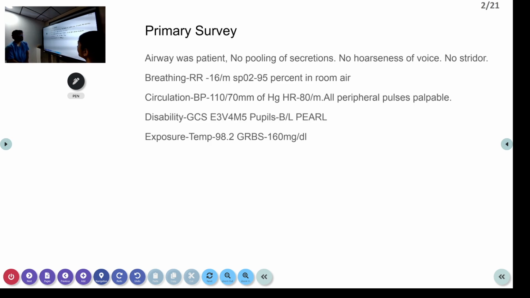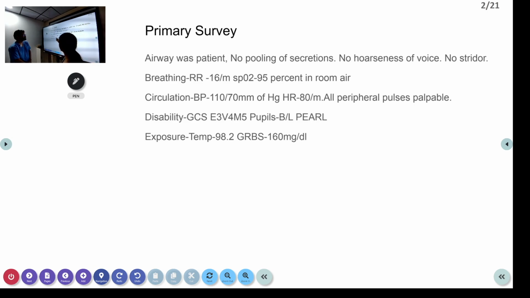The airway was patent, no gurgling of secretions, no hoarseness, no stridor. Breathing: respiratory rate of 16 per minute, SpO2 of 95% in room air. Circulation: BP of 100 by 70 millimeters of mercury, heart rate of 80 beats per minute, all peripheral pulses equally palpable. Disability: GCS E3, V4, M5, pupils bilaterally equally reacting to light. Exposure: temperature 98.2 degrees Fahrenheit and GRBS of 160 milligram per deciliter.